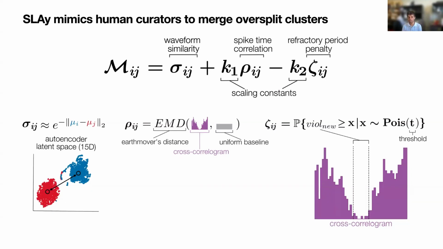And then lastly, to make sure we don't perform merges that would result in contaminated units, we just use a standard metric for refractory period penalty, where we assess the probability that the observed number of violations is greater than an acceptable threshold.